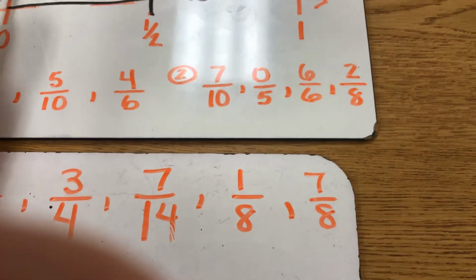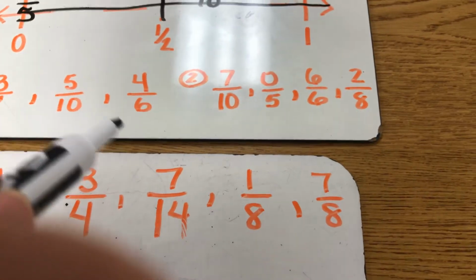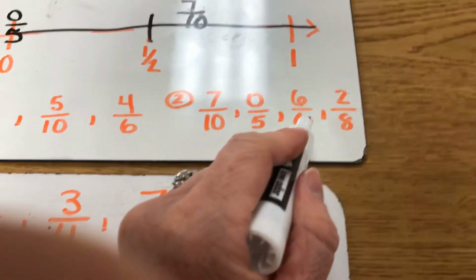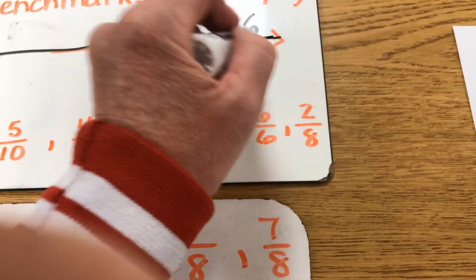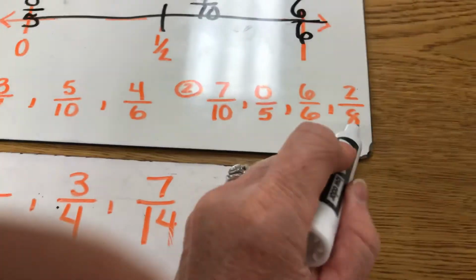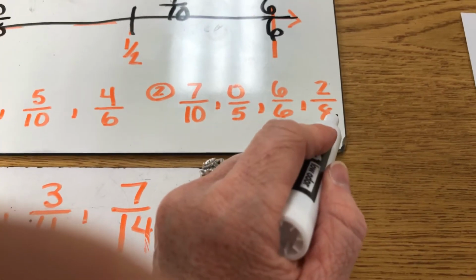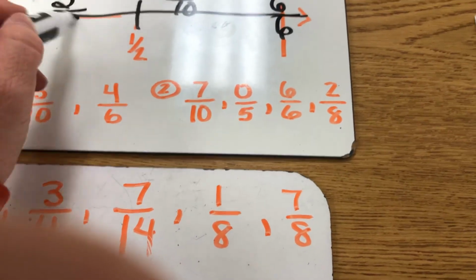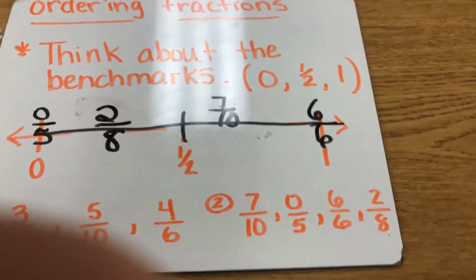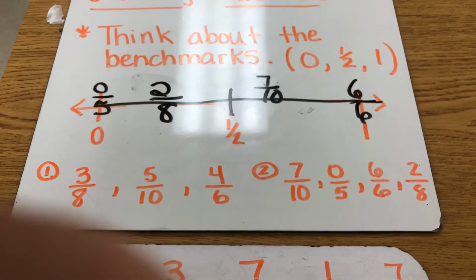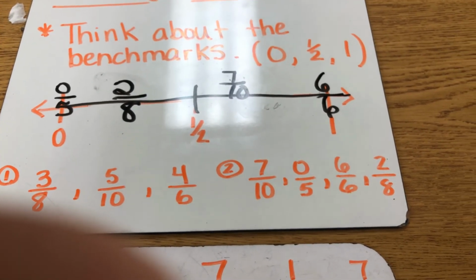0/5. Well, that equals 0 because it has a 0 at the top. 6/6. Same on top and bottom, so that equals 1. So that's going to go there. 2/8. Well, half of 8 is 4. 2 is smaller than that. So there they are in order: 0/5, 2/8, 7/10, and 6/6.